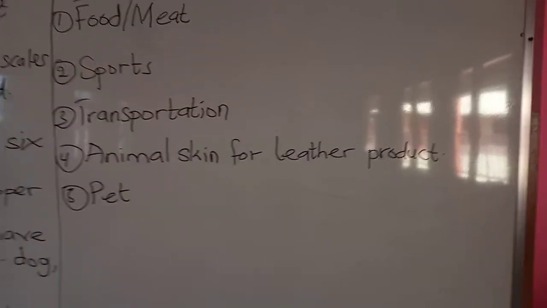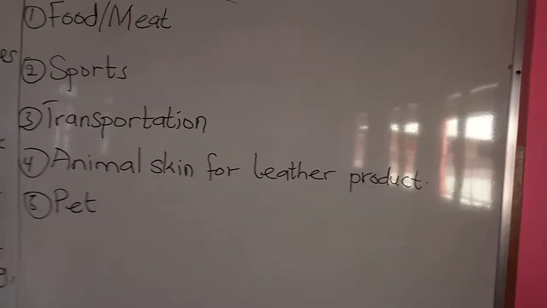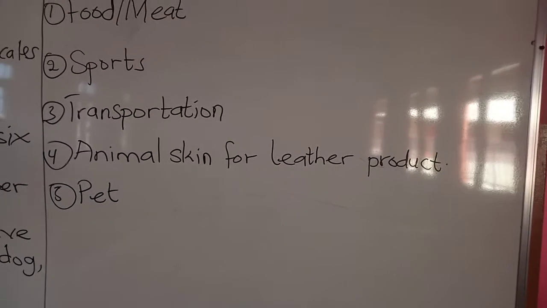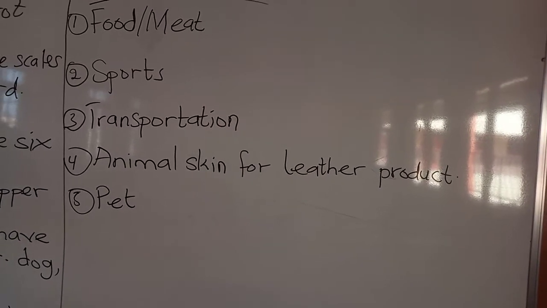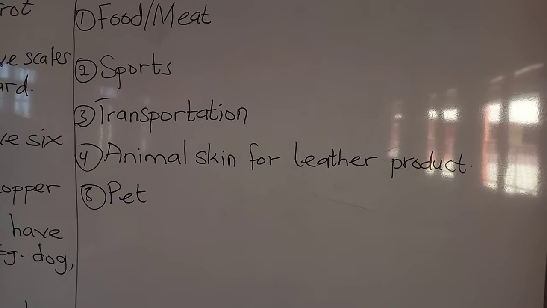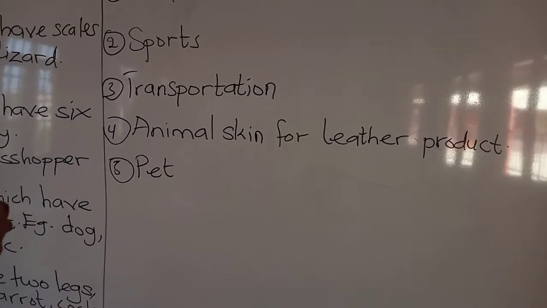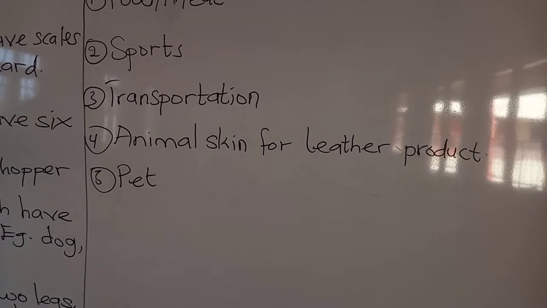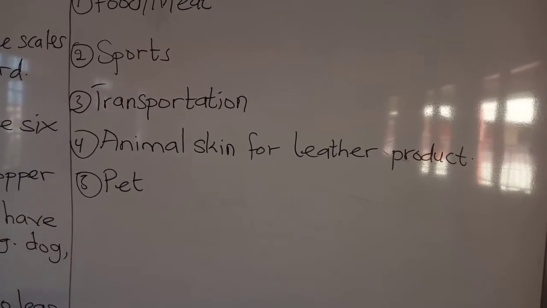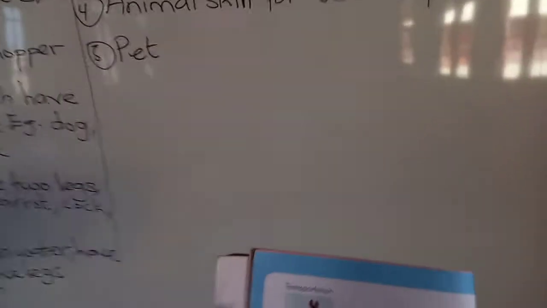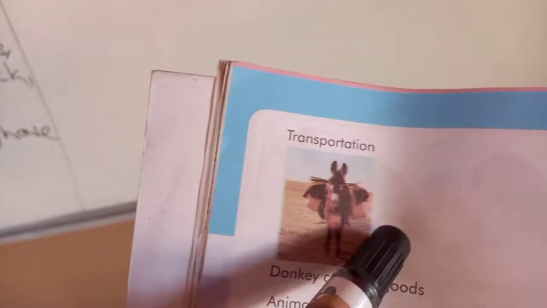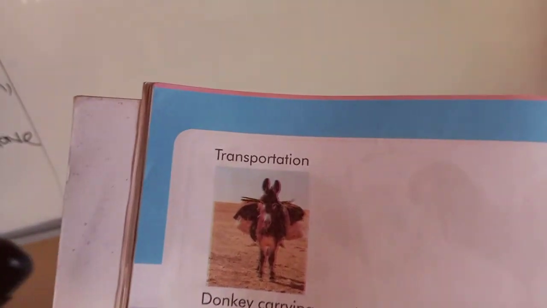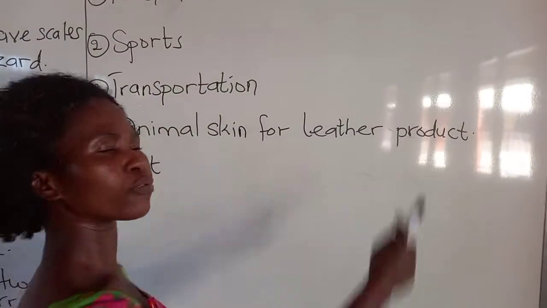The third one we have is transportation. Some of our animals are used for transporting goods from one place to the other. In some villages or in some towns, the donkeys are used for carrying goods for our people from one place to another. And this is an example. The donkey is carrying goods, not on the head, but on its back.